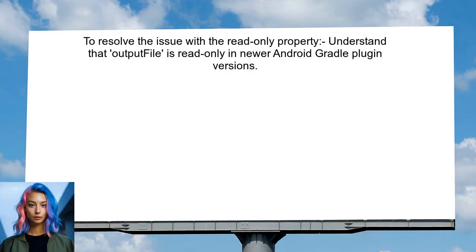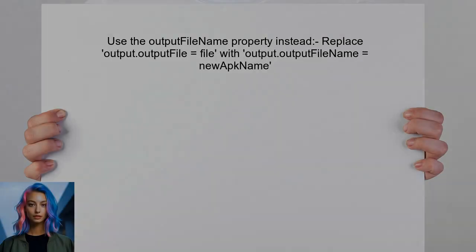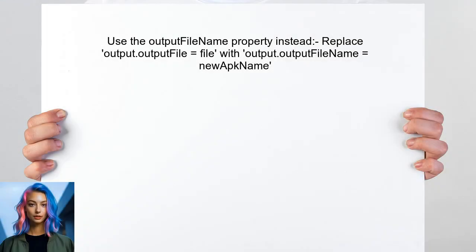To resolve the issue with the read-only property, the user should first understand that the output file property is no longer directly settable in the newer versions of the Android Gradle plugin. Instead of setting the output file directly, the user can use the output file name property to customize the APK file name. This is the recommended approach in the latest versions.